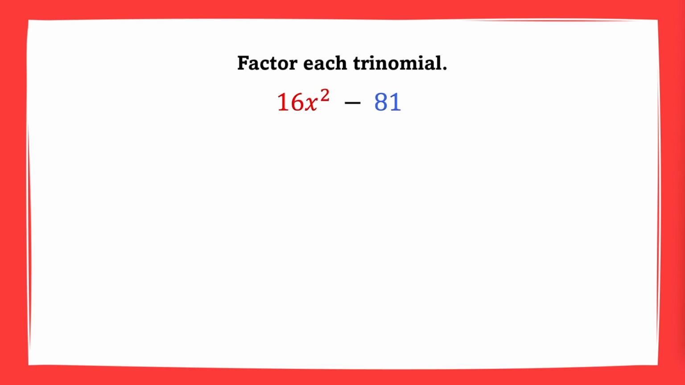The first term, 16x squared, is a perfect square because it can be written as 4x times 4x. And the second term, 81, is also a perfect square, as it can be written as 9 times 9. Since these perfect squares are subtracted from each other, this follows the pattern of the difference of two squares.